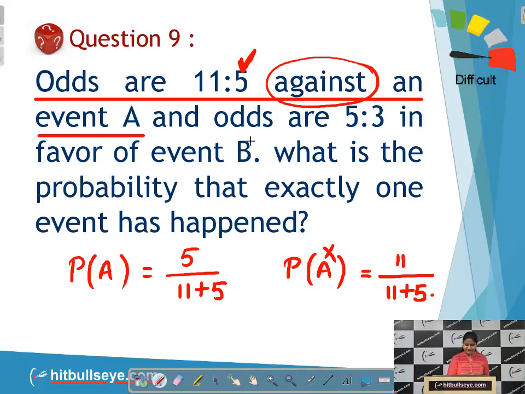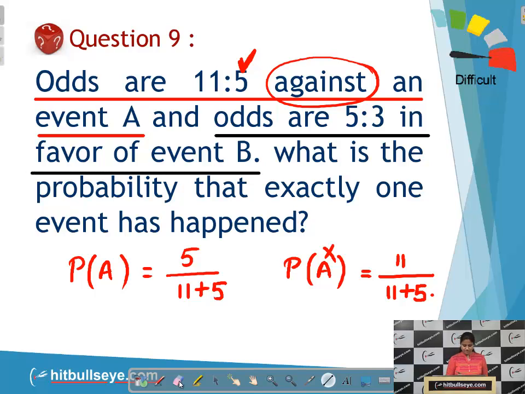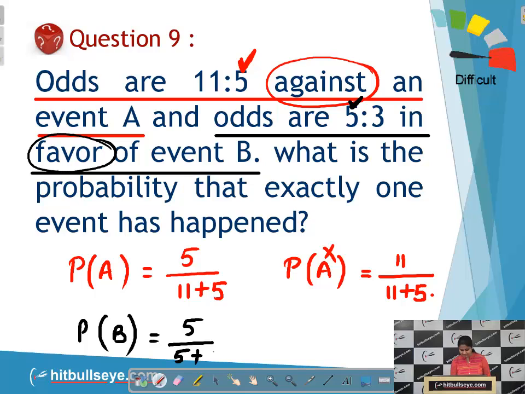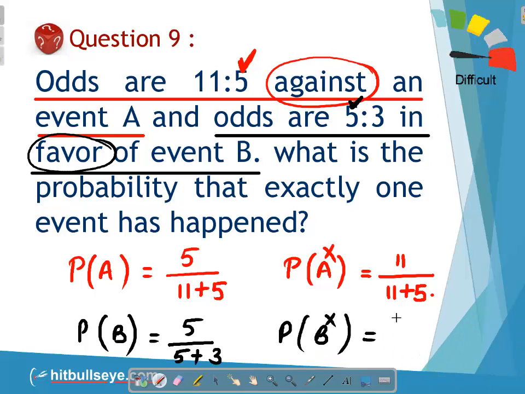Now coming to the second line. Odds are 5:3 in favor of event B. Now what is the keyword here? Favor. It means the probability of happening of B will be, the first thing, 5 upon 5 plus 3. And what is the probability of not happening of B? It will be 3 upon 5 plus 3.